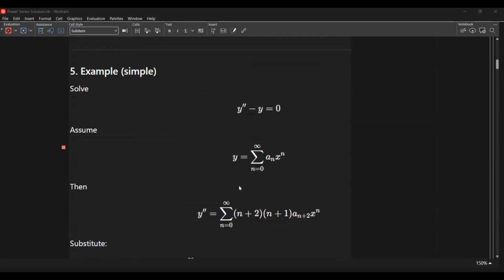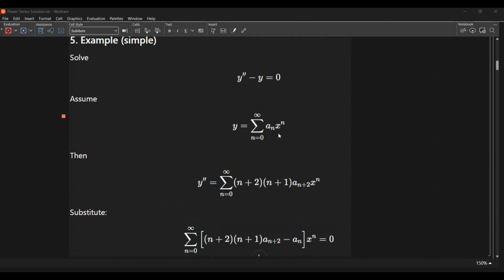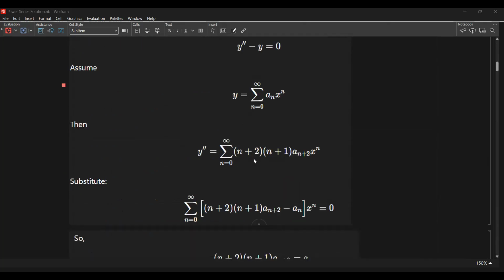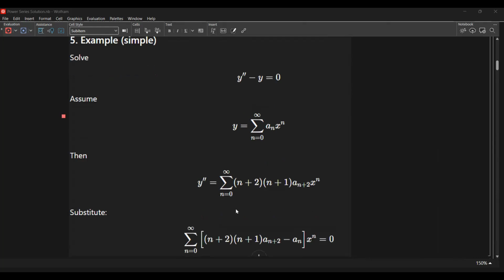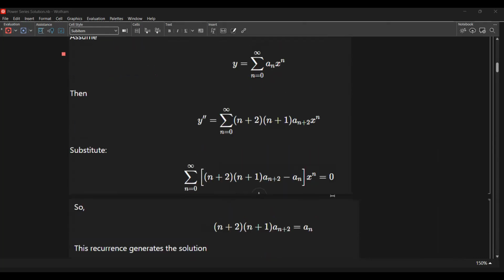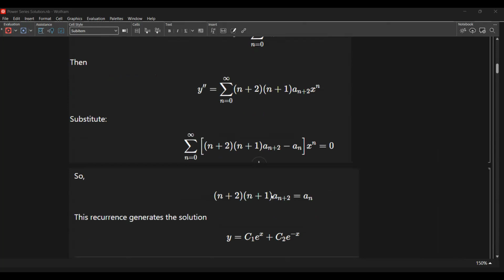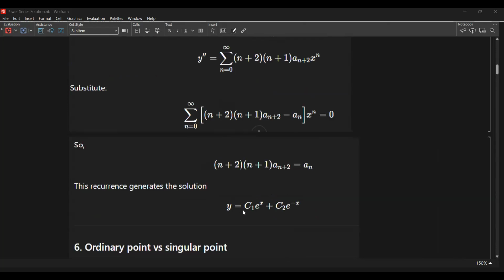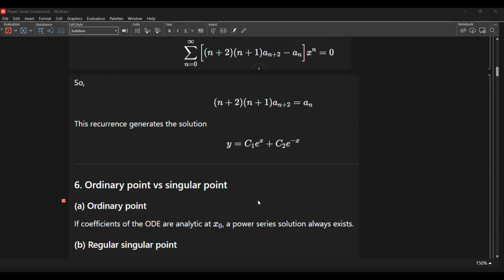For example, we have a problem here, y double prime minus y equal to 0. So our y here is the summation from n equal to 0 to infinity of c sub n times the power of x. Then we have the double prime here. If we substitute this in the equation, the double prime and y, we have this recurrence formula. This recurrence generates the solution y equal to c sub 1 e to the x plus c sub 2 e to the negative x. We will discuss later how we arrive at these solutions.